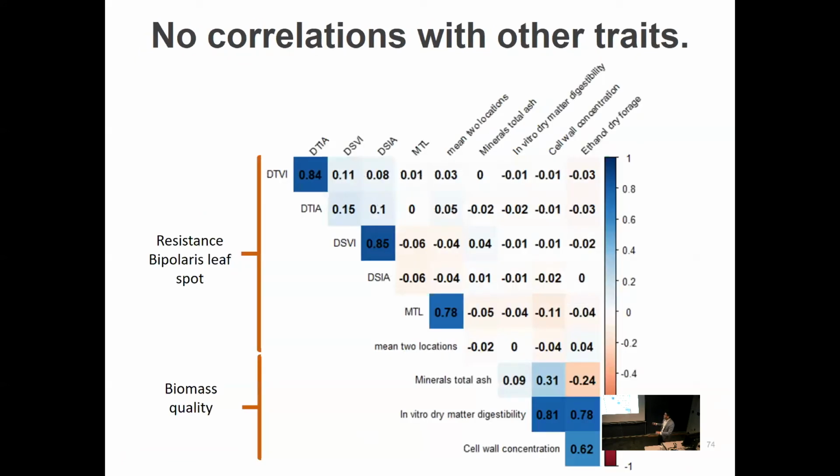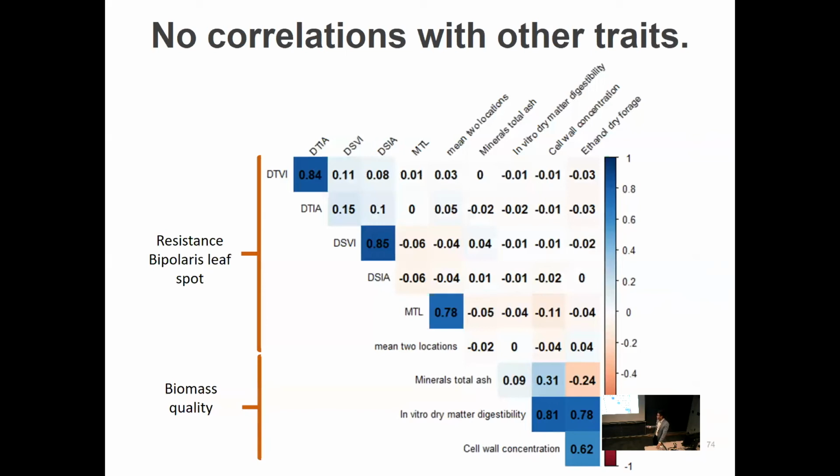This shows that there's no correlation even within the evaluations for resistance to bipolaris leaf spot. The high correlation is only between my eyes and the vision. And beyond resistance to leaf spot, there's also no correlation with other biomass traits, such as mineral content, digestibility, cell wall concentration, or ethanol yield from the dry biomass.